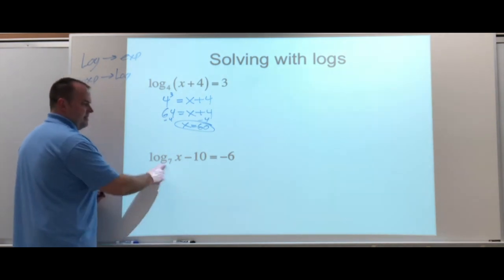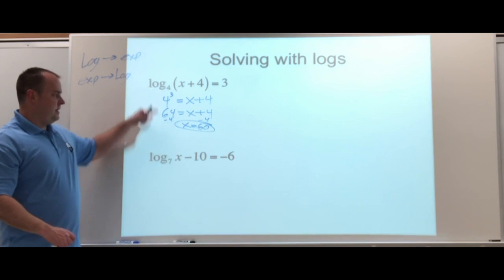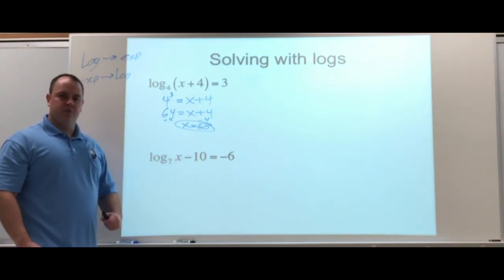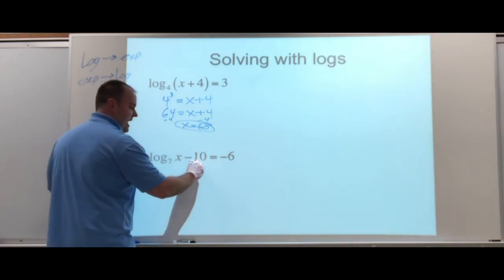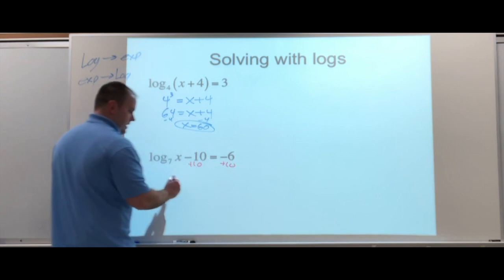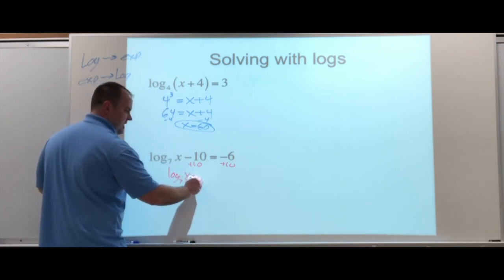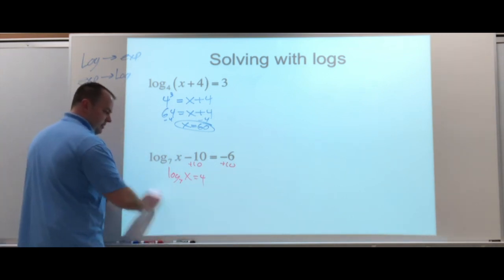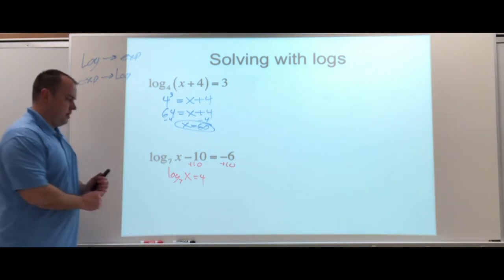Now here we have log base 7 of x minus 10 equals negative 6. The difference between these two problems is that x minus 10 is not in parentheses, so this is not grouped together. You need to get everything away from the log first. So I'm going to add 10 first and get log base 7 of x equals 4. And now, since everything's away from the log, we can take that log and put it as an exponent.